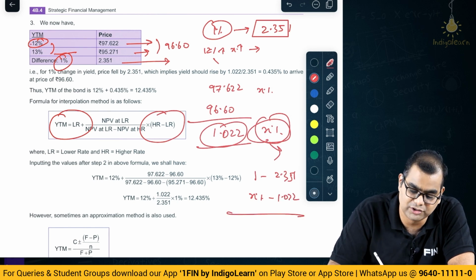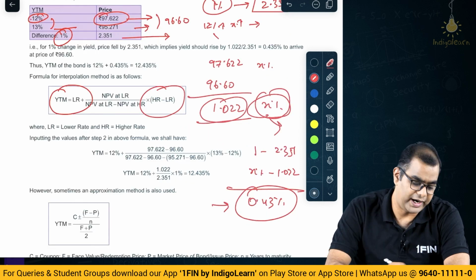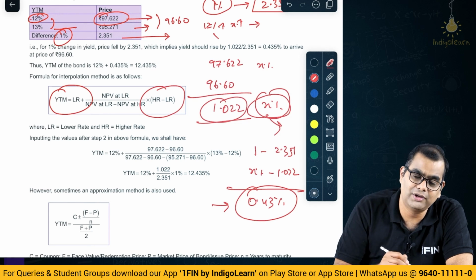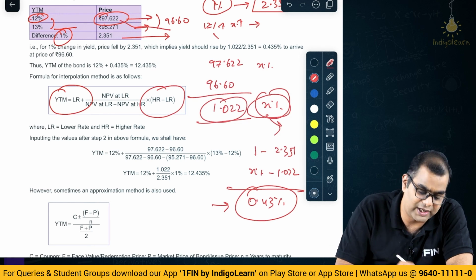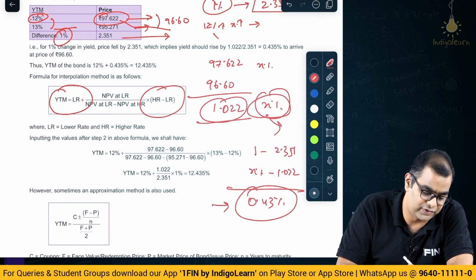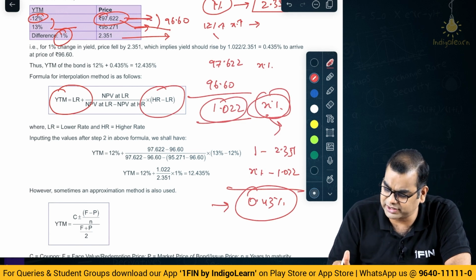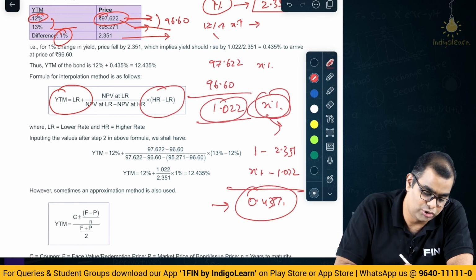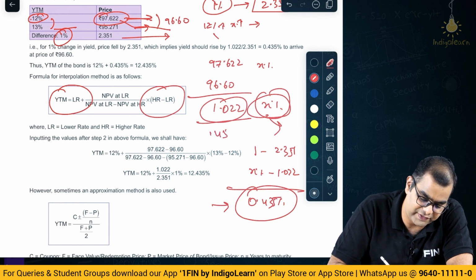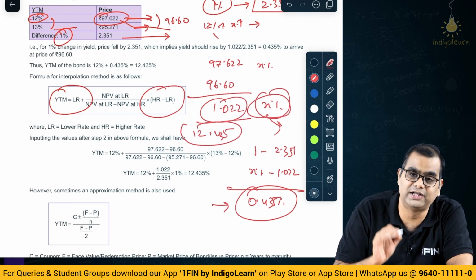You basically cross multiply. So 1 into 1.022 by 2.351. So 1.022 divided by 2.351. It will be 0.43%. At 12%, it is 97.62. Now, the price has to come down from 97 to 96. If the rate increases, price decreases. So, if the price has to fall from 97 to 96, you have to add this 0.43. Is this 0.43? It is 0.4347. So, I will take 0.435. So, you add 0.435 to 12. So, you will say at 12.435, the yield will be, at the yield of 12.435, the price will be 96.6.